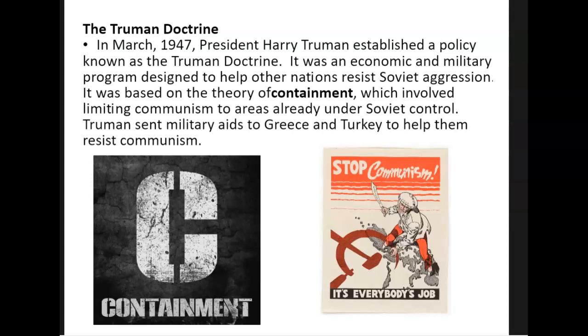The U.S. response to the Soviet aggression, for lack of a better term, is what's called the Truman Doctrine, and it comes out of a speech that President Truman gave in 1947. It was an economic and military program designed to help other nations resist Soviet aggression, based on the idea of containment, which involved limiting communism to areas already under Soviet control. We sent military aid to Greece and Turkey and elsewhere around the planet, as we're going to see.